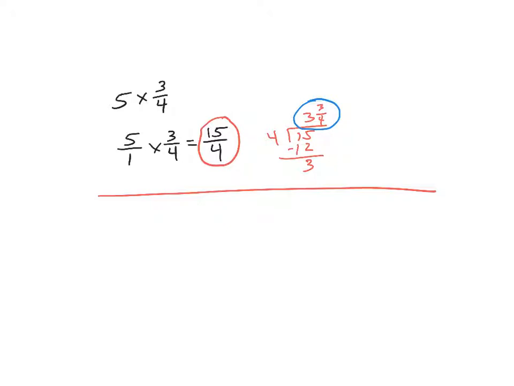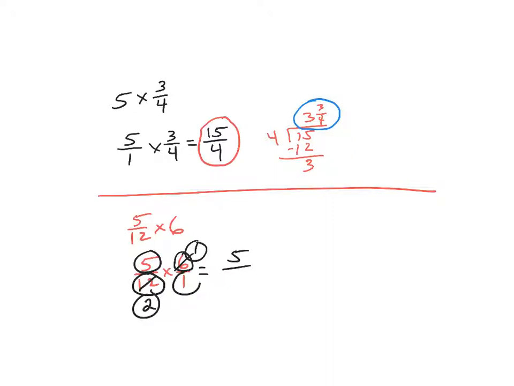Let's take a look at another one. 5/12 times 6. I'm going to rewrite this as 5/12 times 6 over 1. This time I notice that my 6 and my 12 have a common factor of 6. So I'm going to divide them both by 6. 6 divided by 6 gives me 1. 12 divided by 6 gives me 2. Now I'm going to multiply straight across. 5 times 1 gives me 5. 2 times 1 gives me 2. So I have 5 halves.